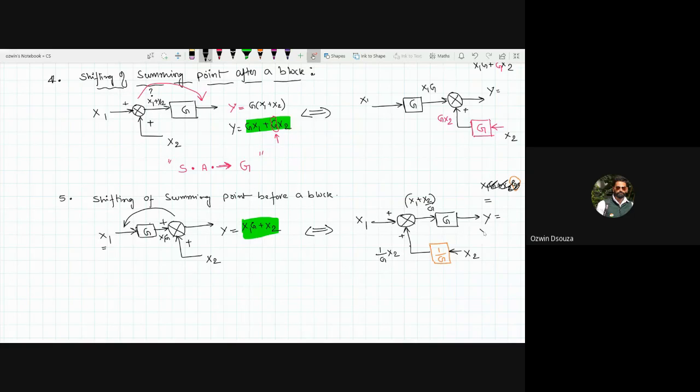Okay, so what it becomes? x1 into G plus x2 by G into G. So G gets cancelled, hence you will be left with signal x2. So you can say that before and after, the output signal is not changed. So the output signal is remaining the same.